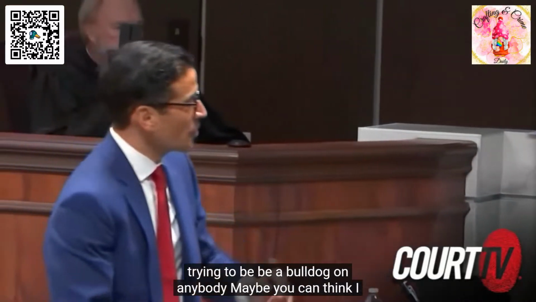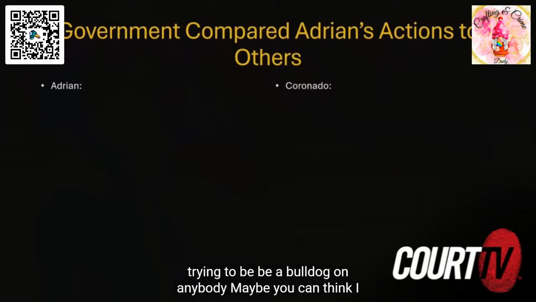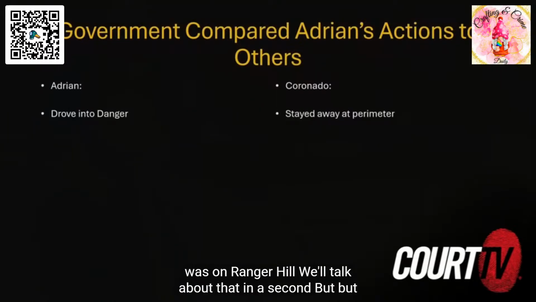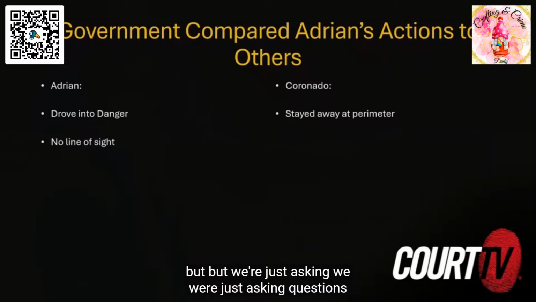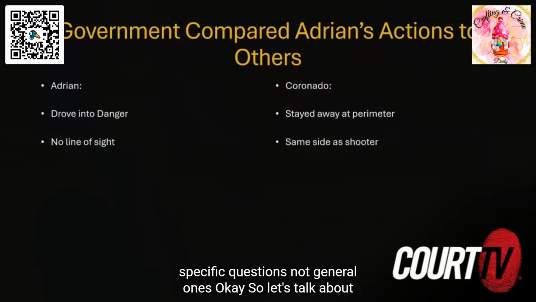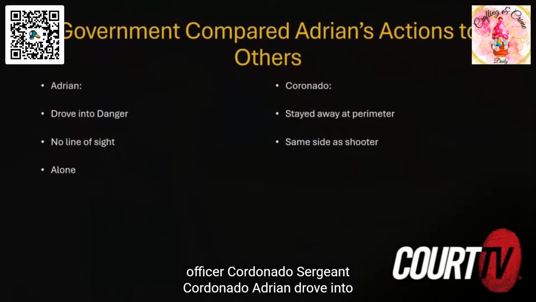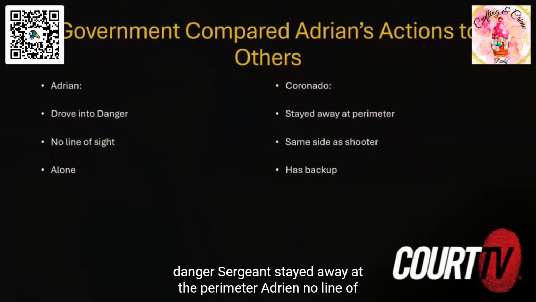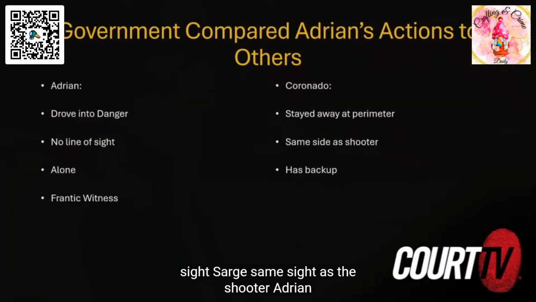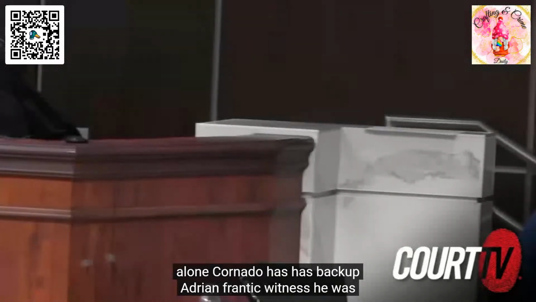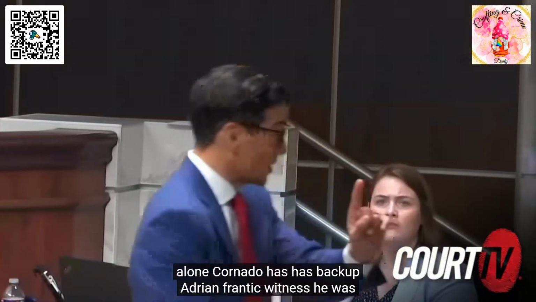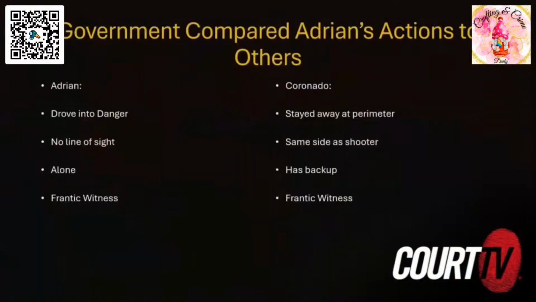So let's talk about Officer Coronado, Sergeant Coronado. Adrian drove into danger. Sarge stayed away at the perimeter. Adrian, no line of sight. Sarge, same side as the shooter. Adrian, alone. Coronado has backup. Adrian, frantic witness he was dealing with. Coronado, frantic witness he was dealing with, Claudia. Remember that? We're gonna look at the video again and you'll see it.